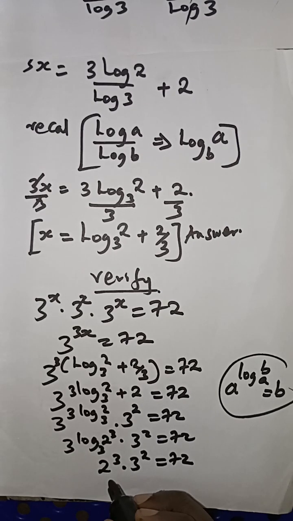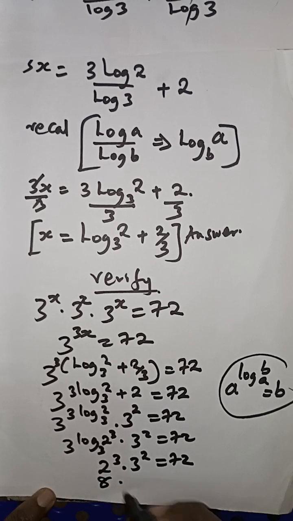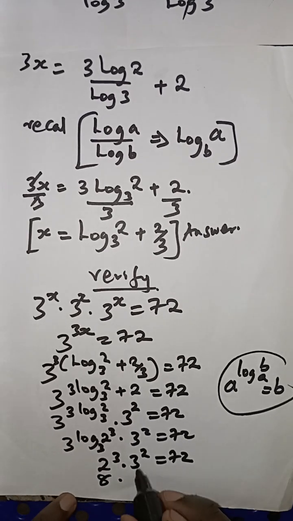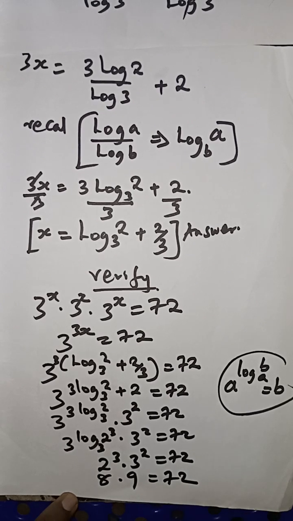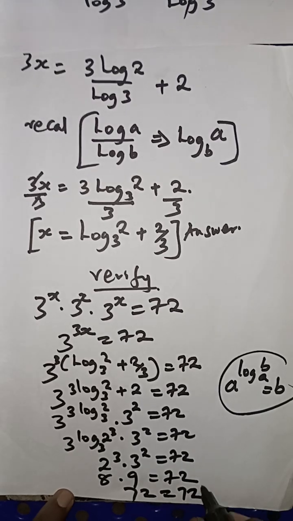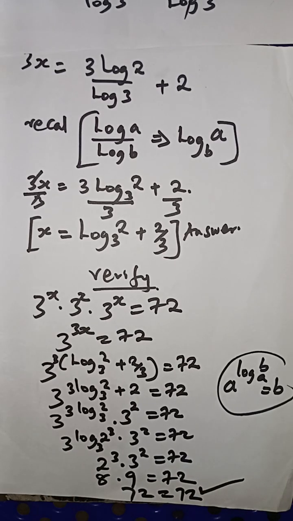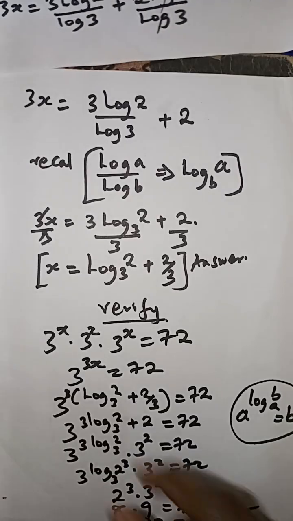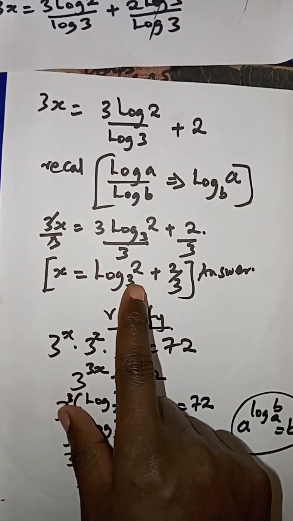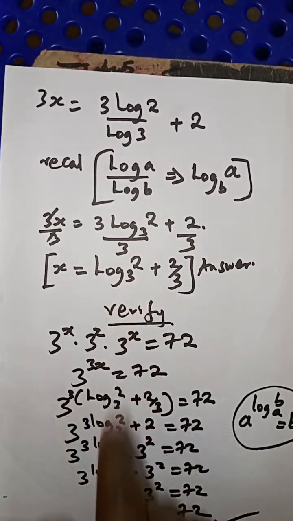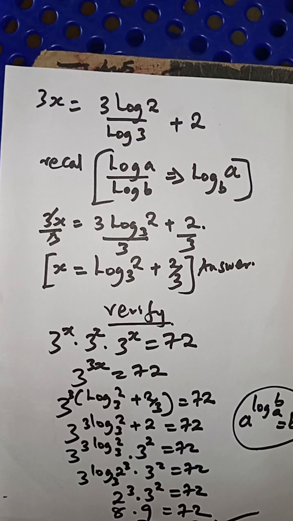Of course, 2 power 3 is 8, and 8 multiplied by 3 squared, that is 9. And indeed, we have proved that 72 is equal to 72, which justifies that our answer, x equal to the log of 2 base 3 plus 2 over 3, is actually the required solution.